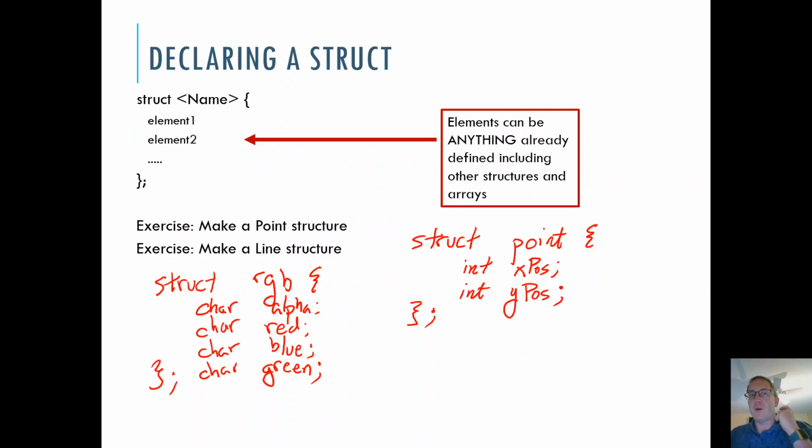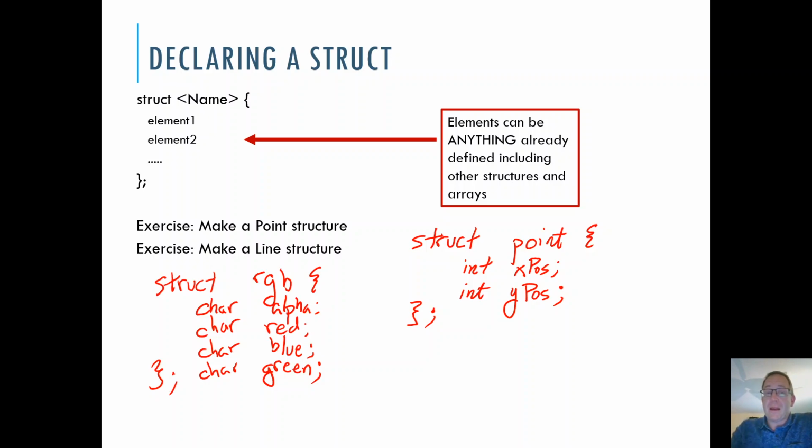So here's what declaring a struct will look like, right? I have a struct, the name of the struct, and then I will put in what the various elements for my struct are. And then I will have a semicolon at the end. These elements can be anything, including other structs or arrays. It can be anything in there as long as it's already defined. So I have a point structure that I've already made. That was one exercise, so I should have actually wiped those out. Let's do the line structure afterwards.